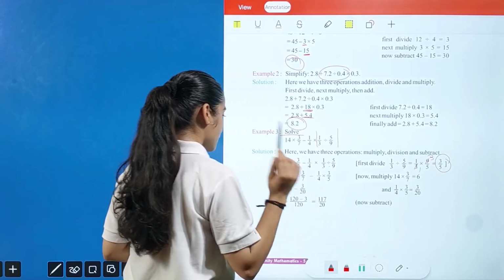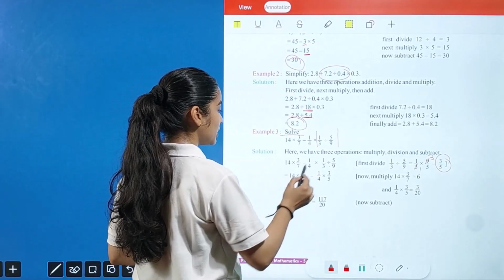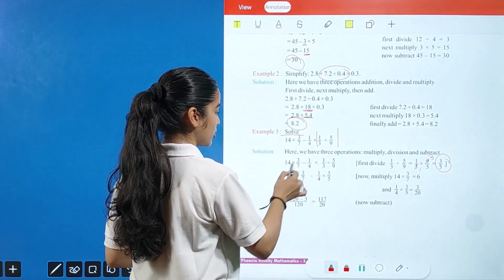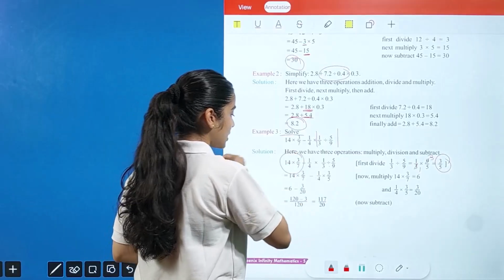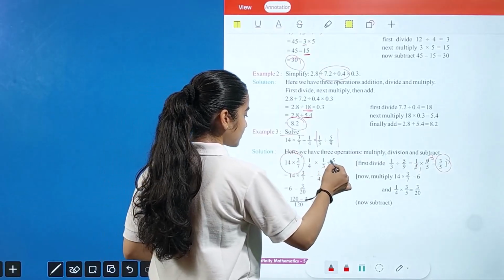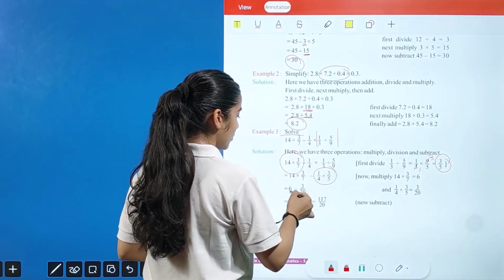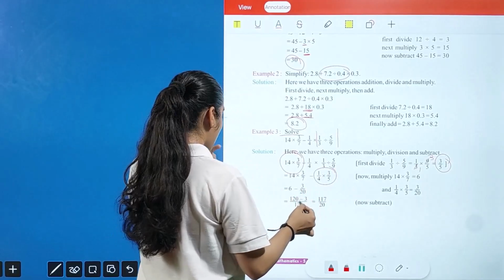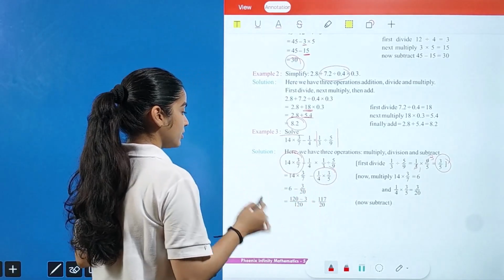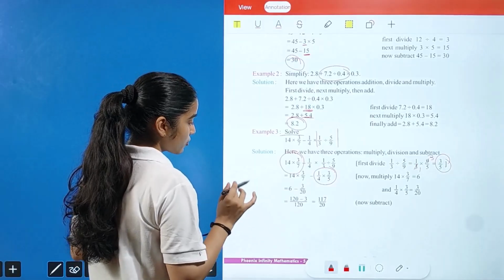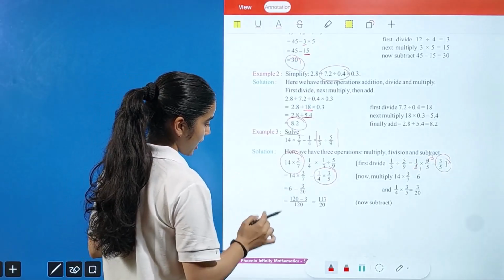After division, we have to take multiplication, and in this case we have two multiplications. So first we take the multiplication of this and then the multiplication of this. So you have 6 minus 3 by 20. After multiplication, there is no addition, so now we have to follow the subtraction operation.